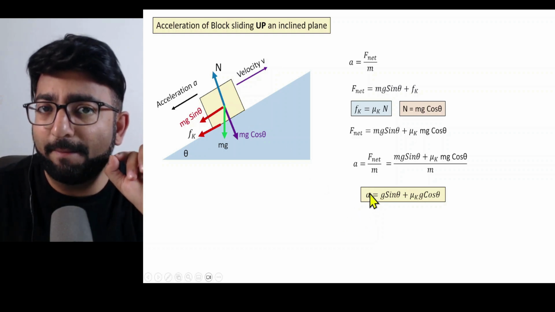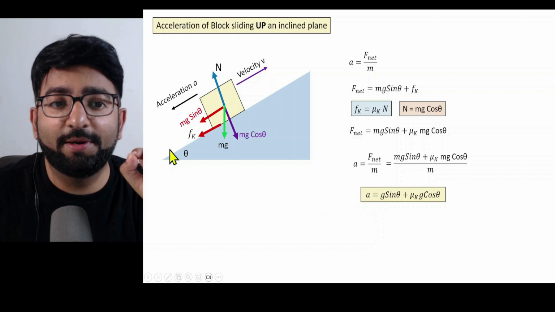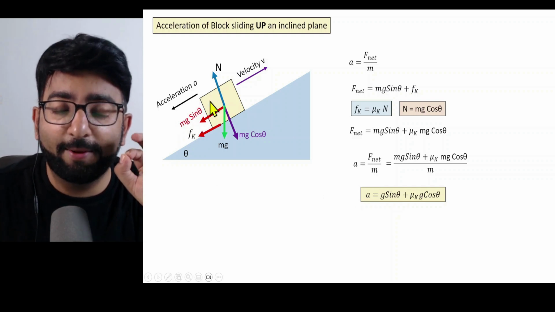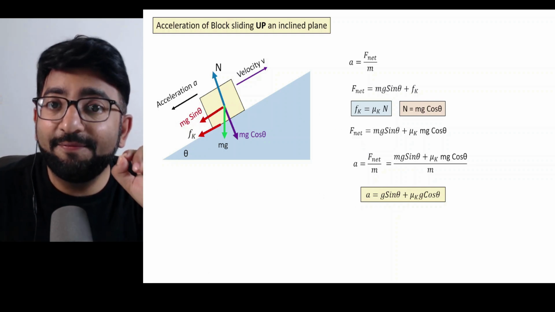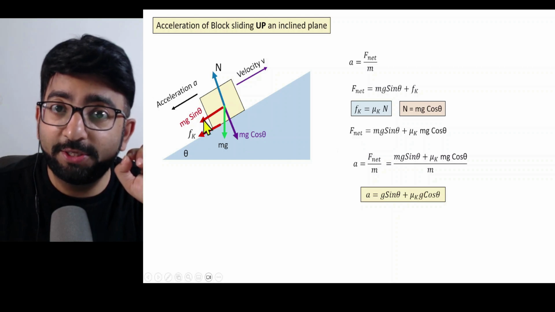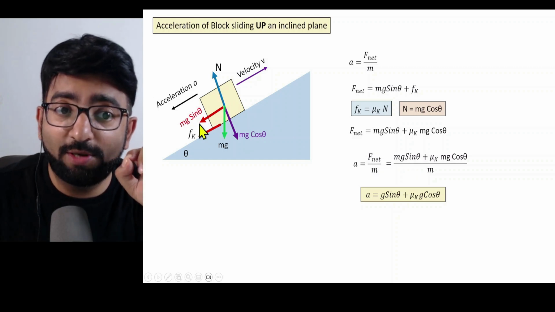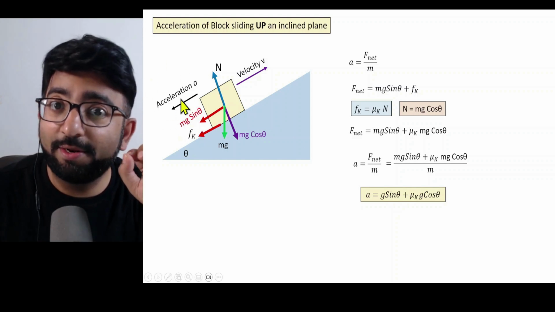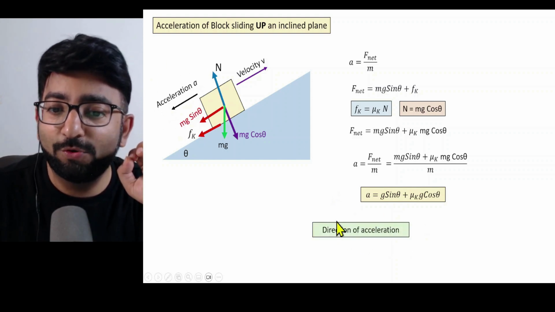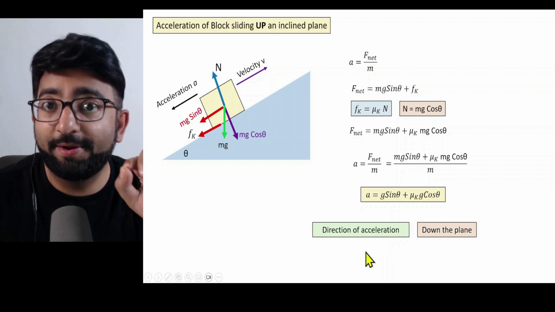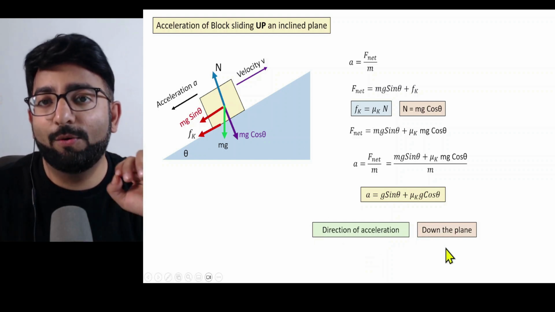So of course, this is the magnitude. Direction of acceleration is down the plane. Why is that? Because if we recall, the net force is mg sin theta plus kinetic friction, and the direction of net force is down the plane. That is why acceleration will also be down the plane. So we can say direction of acceleration, even in this case, will be down the plane.